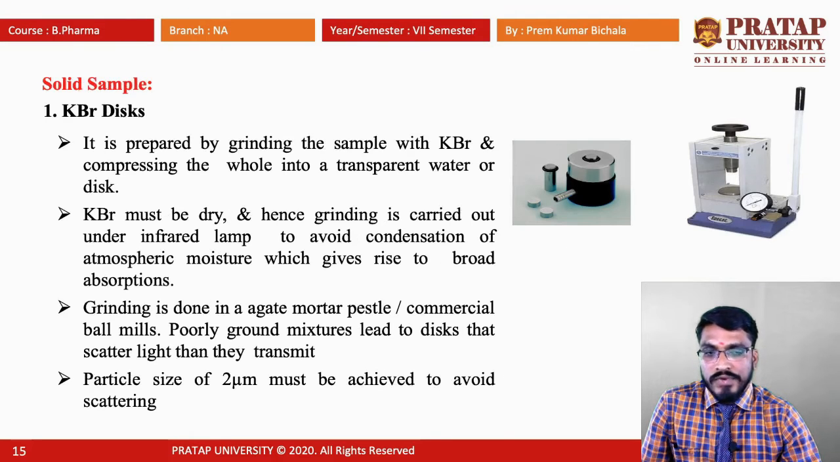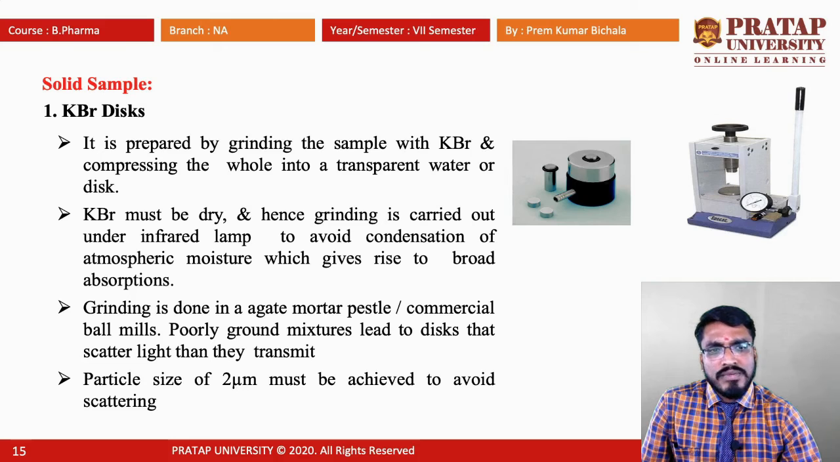Then the third and final, solid sample. When you are going to use a solid sample, we use three types of methods for sampling. The first one is the KBr disc, potassium bromide disc. It is prepared by grinding the sample with KBr and compressing the whole into a transparent wafer or disc. Just go through the two diagrams.